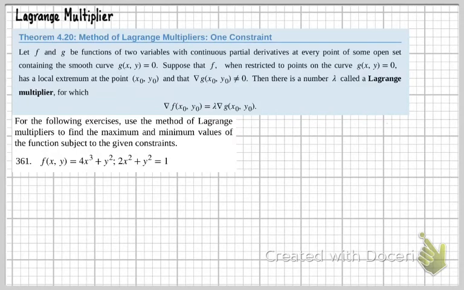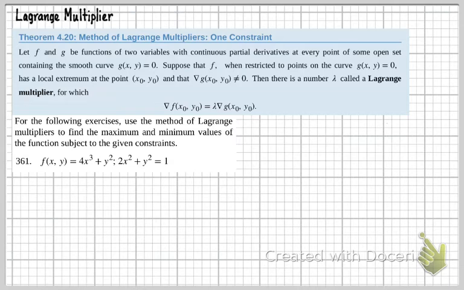Lagrange multiplier. Let's go through this theorem here. It speaks about the definition of what the Lagrange multiplier is. So the theorem says, let f and g be functions of two variables with continuous partial derivatives at every point of some open set containing the smooth curve g(x,y) equals 0. Suppose that f, when restricted to points on the curve g(x,y) equals 0, has a local extremum at the point (x0, y0), and that the gradient of g is not equal to 0.